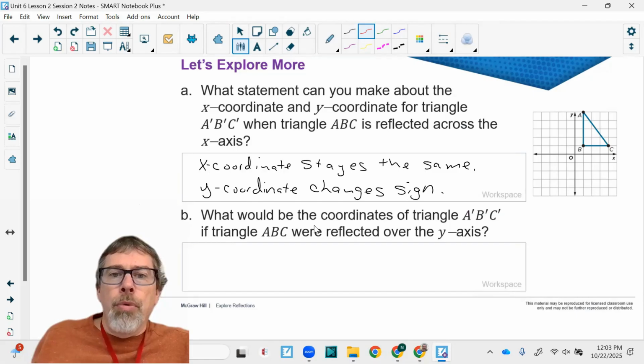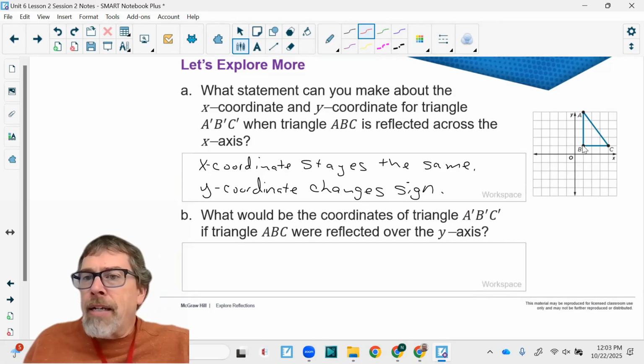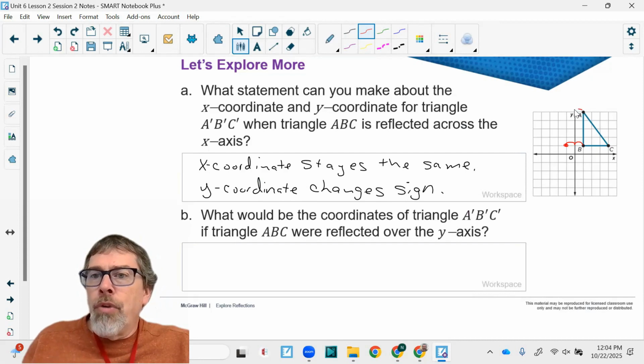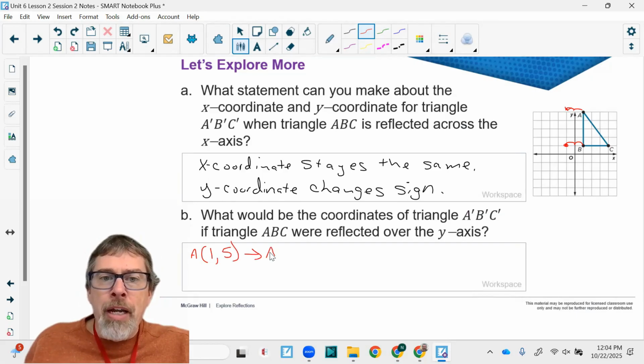Okay. What would be the coordinates of triangle A prime, B prime, C prime if triangle ABC is reflected over the y-axis? Well, here's the y-axis. We're going to go left and then left another. And A would be over 1, then over 1 more. So A is over 1, up 5. But A prime now would be left 1, up 5. B, which is at (1, 1), would become B prime, and its location is (-1, 1). So look what's happening. The x is getting negated, the y is staying the same.